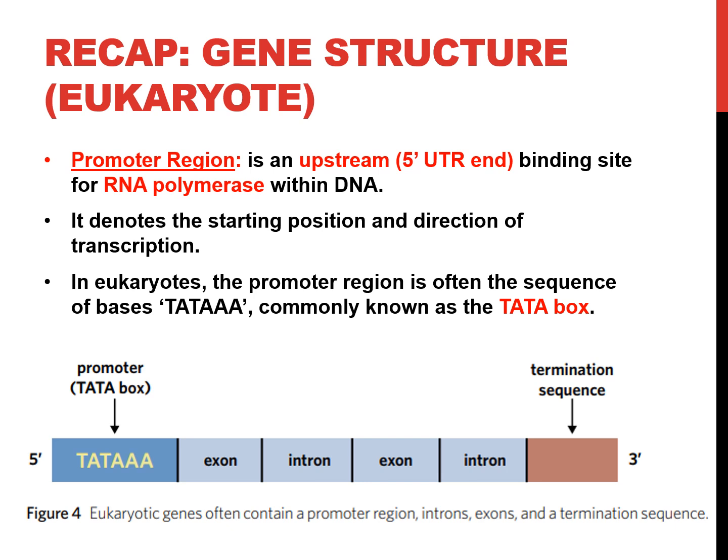And we looked at eukaryotic genes, how they have a promoter region. Okay, they have exons which are expressed, introns which are going to be cut out, and then a termination sequence at the end there with your stop codons.